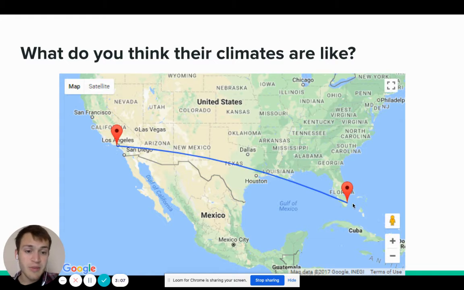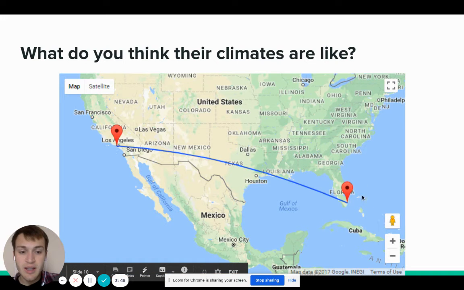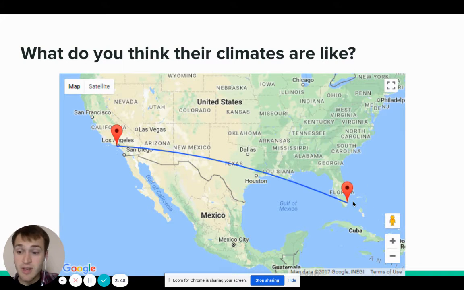So here is Miami, Florida. Here is Los Angeles, California. What do you think their climates are like? Based on what you know, what do you think these climates might be like? What kind of weather do you think they experience a lot? So Miami, Florida, it's probably hot and humid. It's probably pretty rainy and definitely hot. It's closer to the equator. It's surrounded by water. We know that hurricanes come from the Atlantic Ocean. So it's probably pretty hot and humid most of the year.